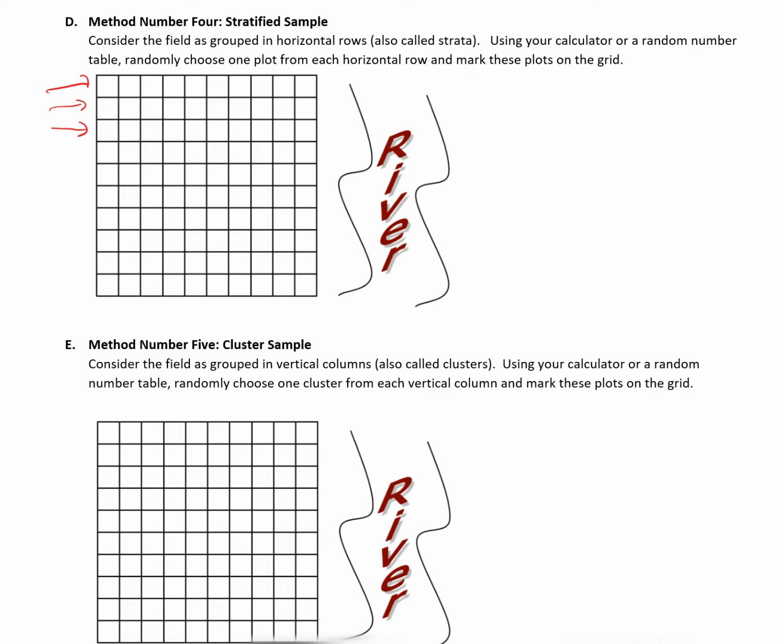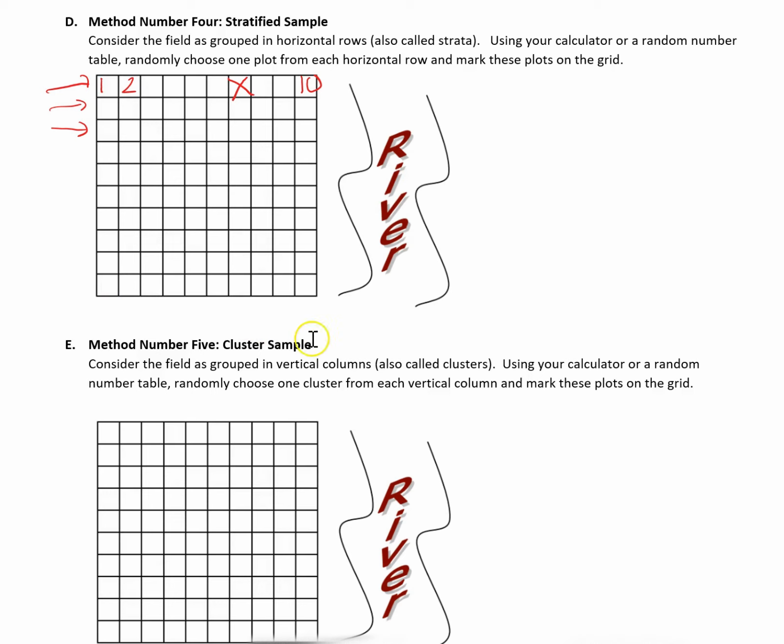So first row, if I label them, I have 10 total. So in your calculator, get a number between 1 and 10. You go ahead and put an X in that corresponding plot. Okay, we're going to do it again for row 2, 3, and then all the way till you get to 10. So again, you should have 10 different X's.